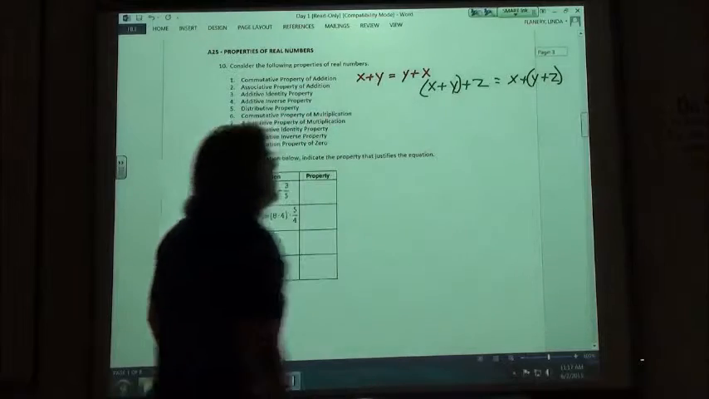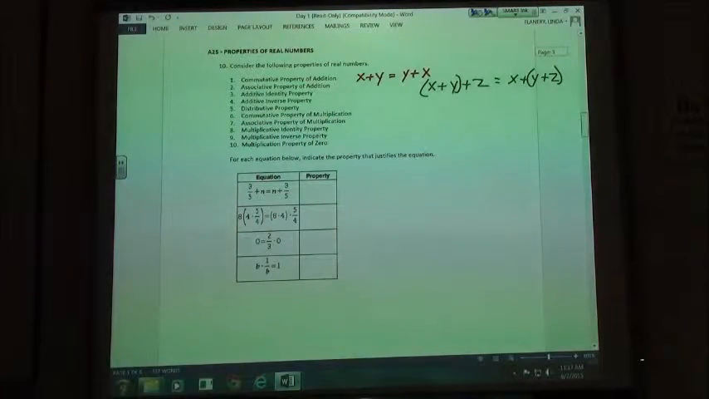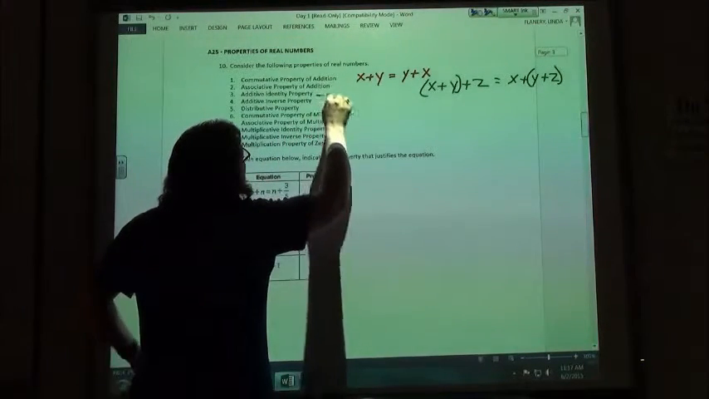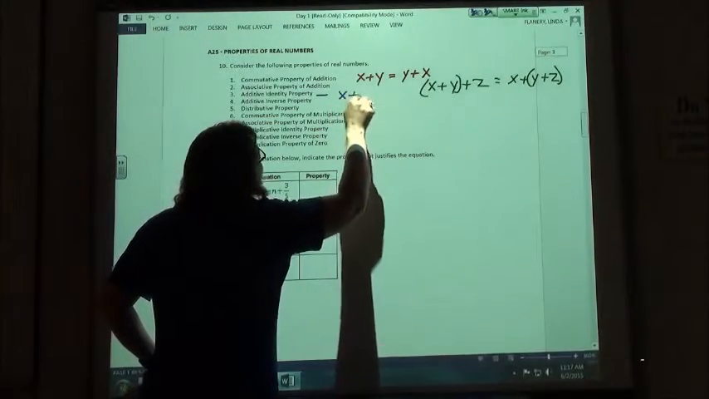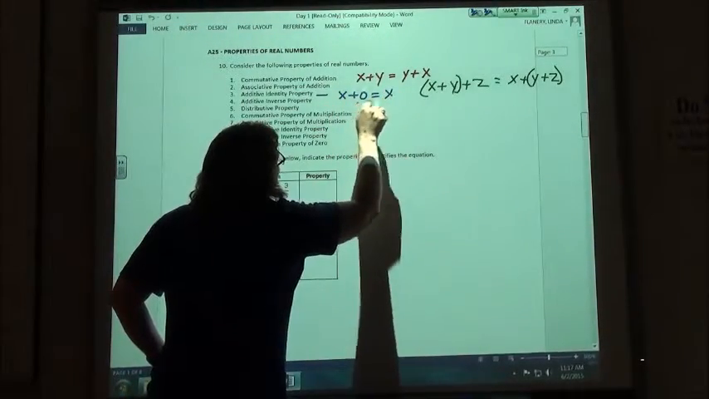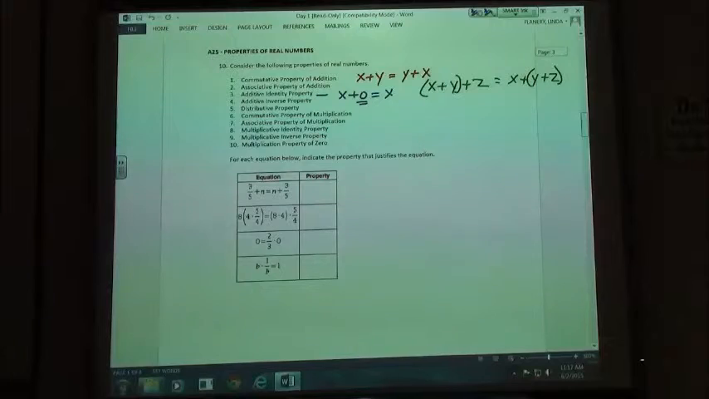Additive identity property. You want to think about the identity kind of like looking at the mirror. What you start with is what you want to be equal to. For addition, if you add 0 to something, it doesn't change its value. 3 plus 0 is still 3. So the additive identity property will say something like x plus 0 equals x. The whole key there is that you're adding 0 to something, which doesn't change its value.